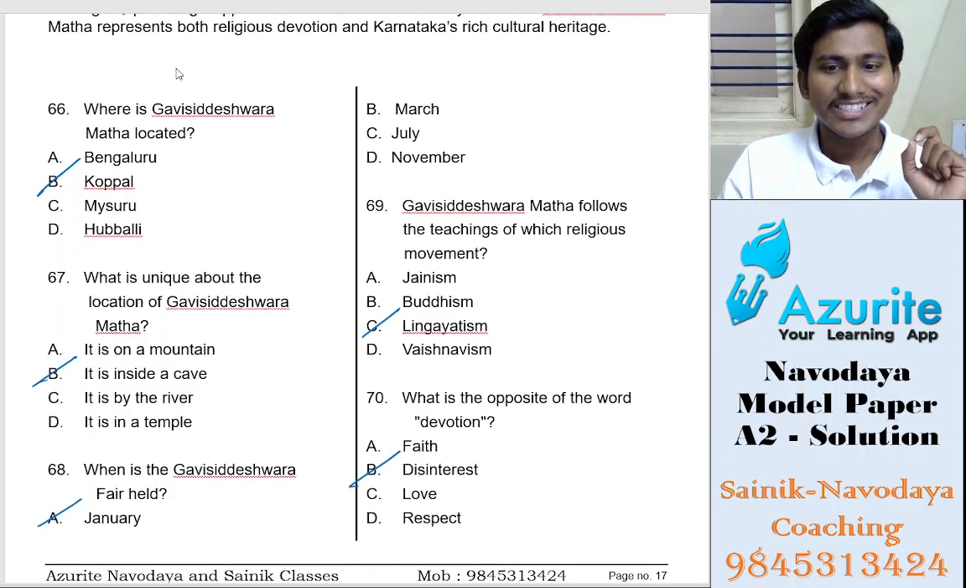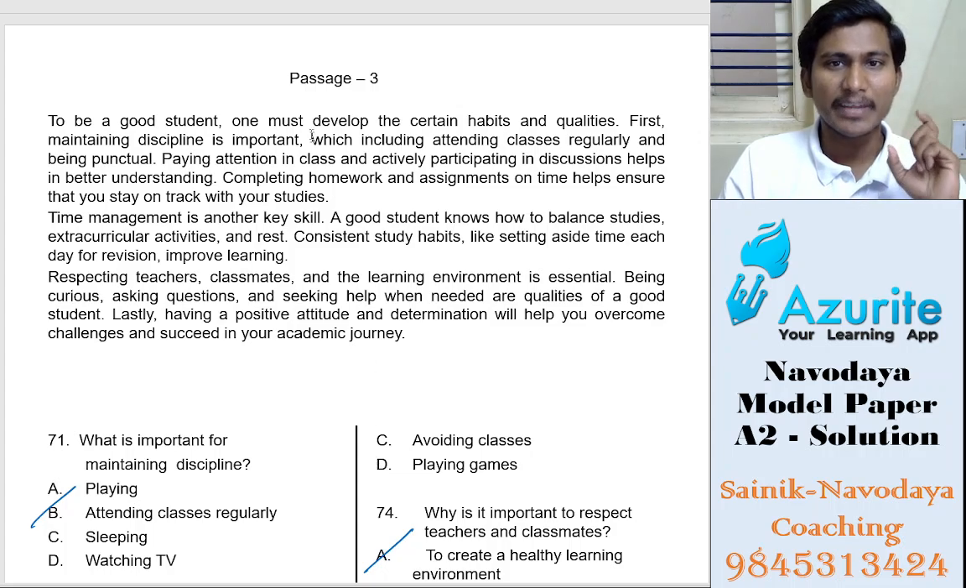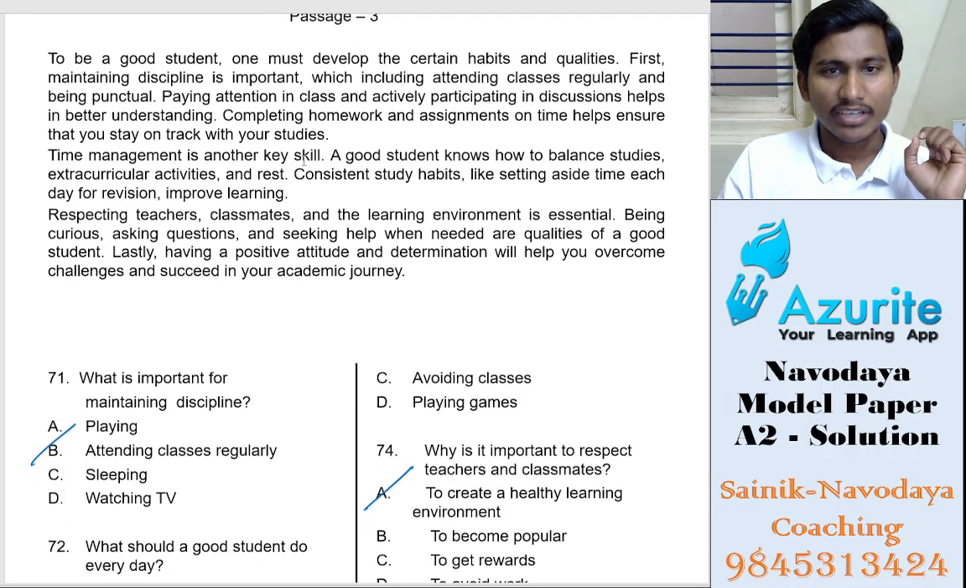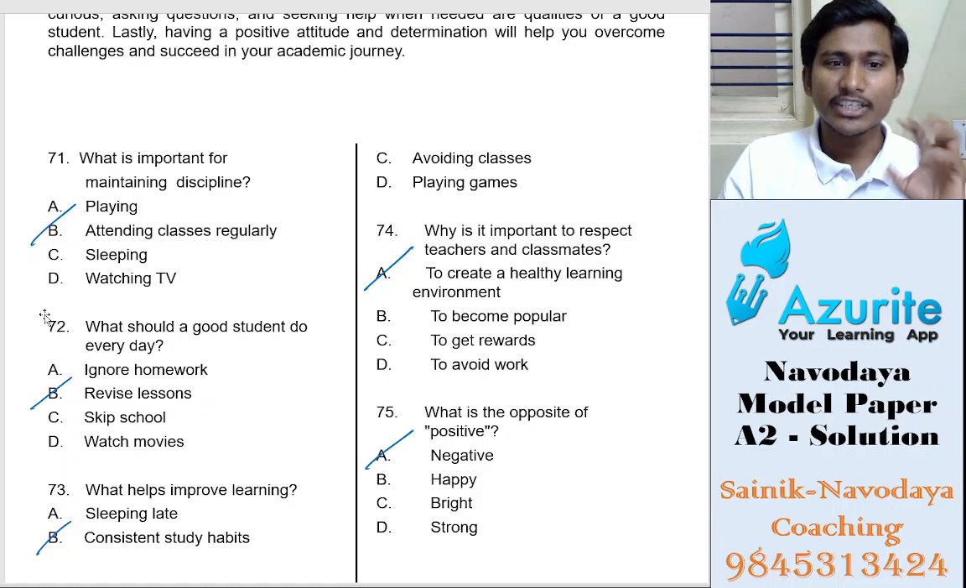Question 66 is B, 67 is B, 68 is A, 69 is C, 70 is B. Okay, now let's do the next, that is passage 3. So this is the passage. What is the 71 answer? That is option B. 72 is B, 73 is B, 74 is A, 75 is A.